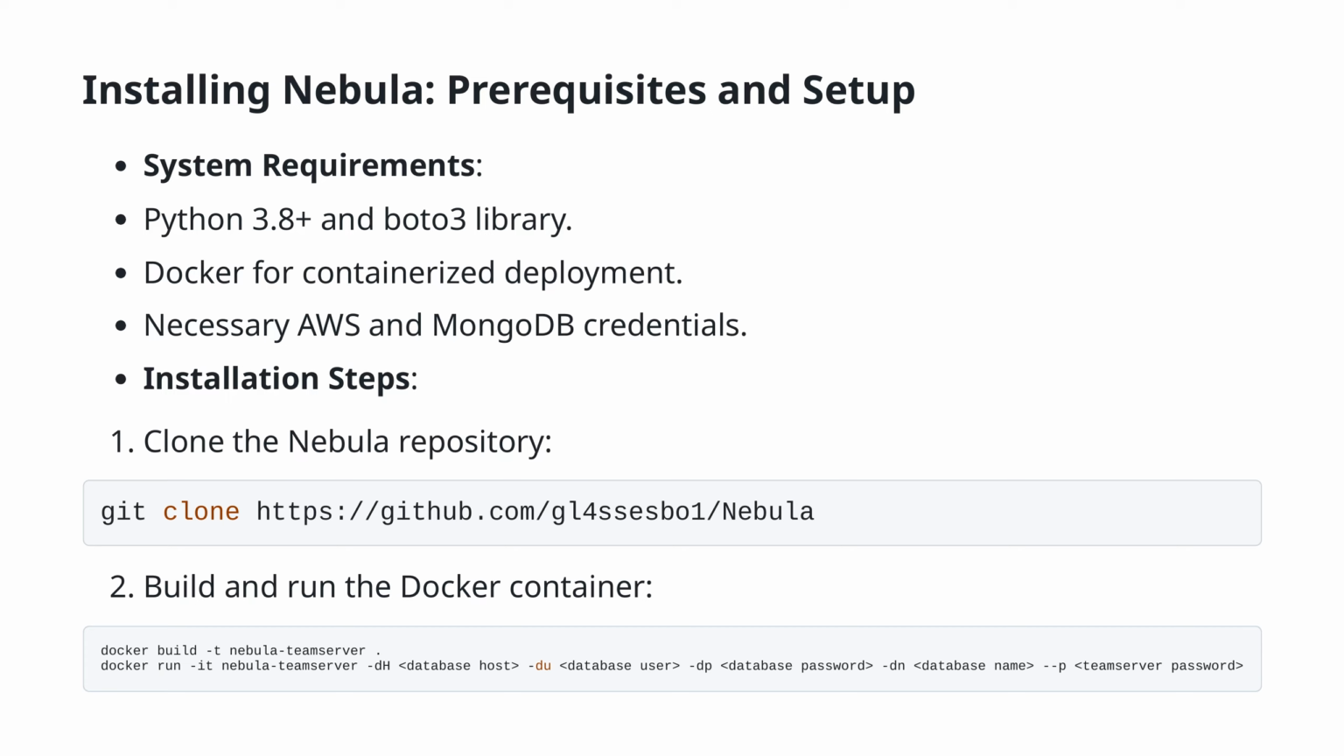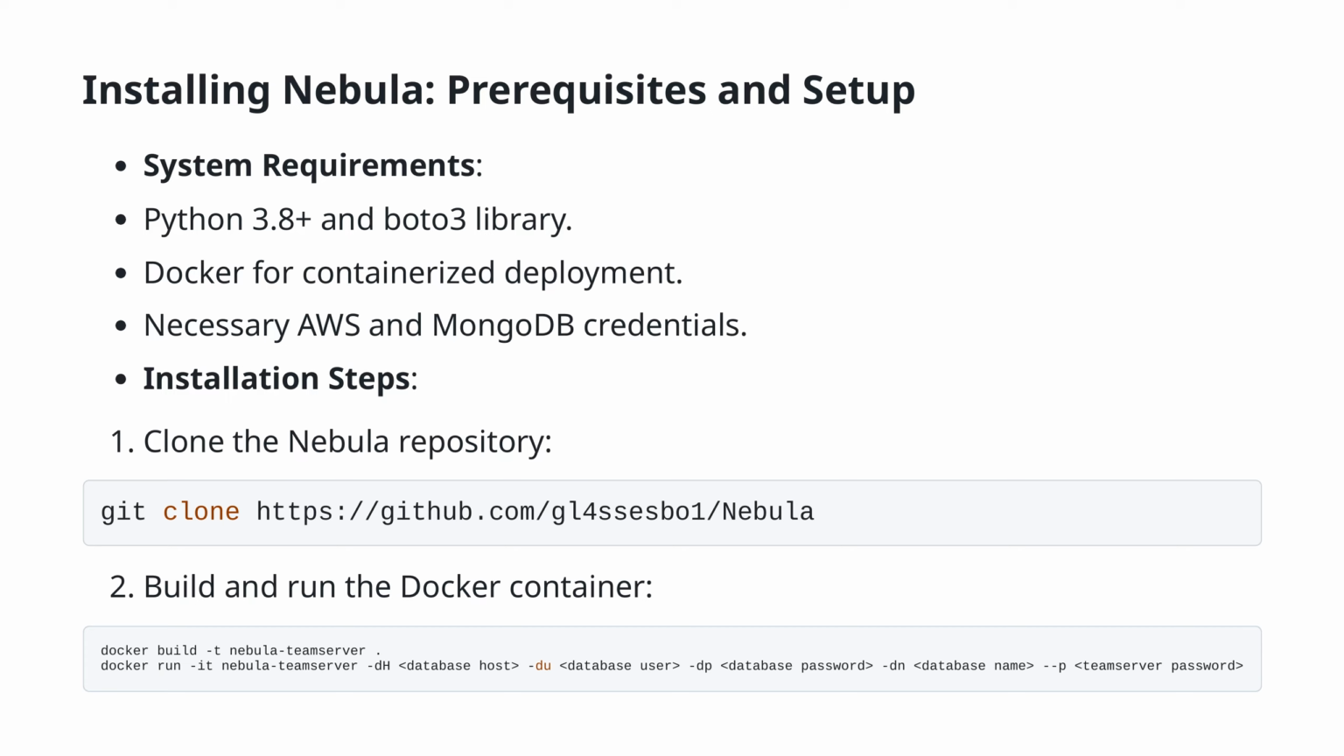Here are the steps for the installation. First, clone the Nebula repository to your local machine using this command: git clone github.com/gl4sbo1/Nebula. Once you have the repository cloned, navigate into the directory and build the Docker container with the following command: docker build -t nebula-team-server.